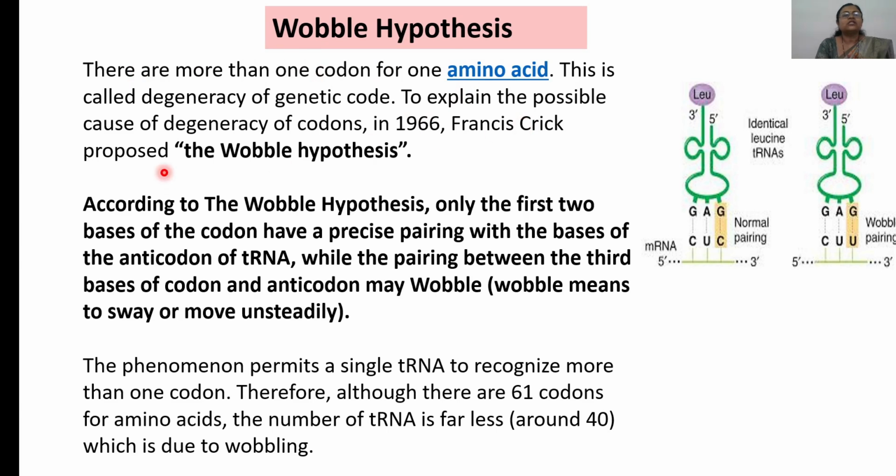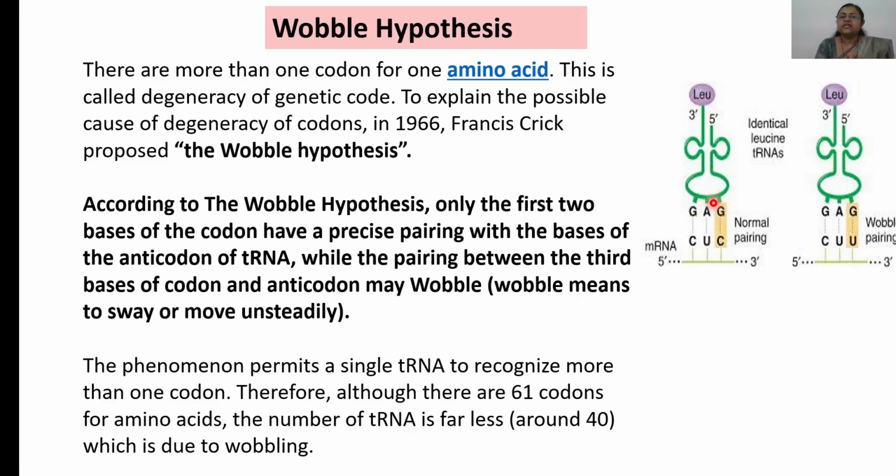To explain the possible cause of degeneracy of codons, in 1966, Francis Crick proposed this concept known as the Wobble hypothesis. Let me explain this in detail. According to this Wobble hypothesis, only the first two bases of codons have precise pairing with the bases of the anticodons of tRNA. See in this image, this is the triplet codon present on mRNA and the complementary anticodons present on tRNA.